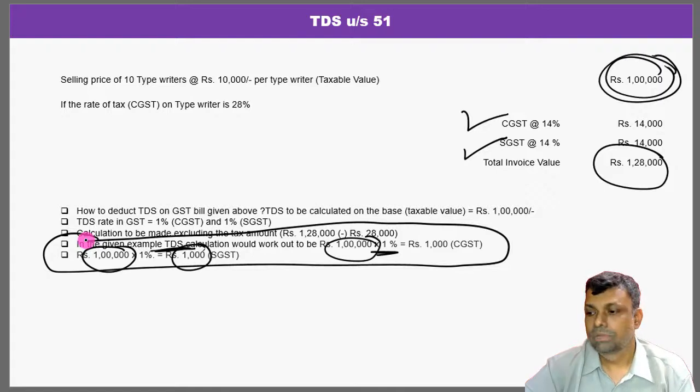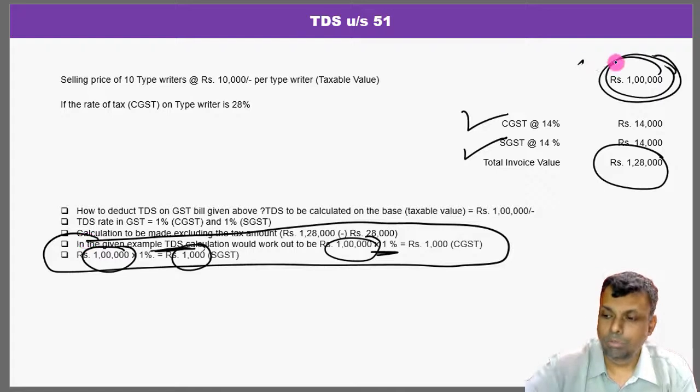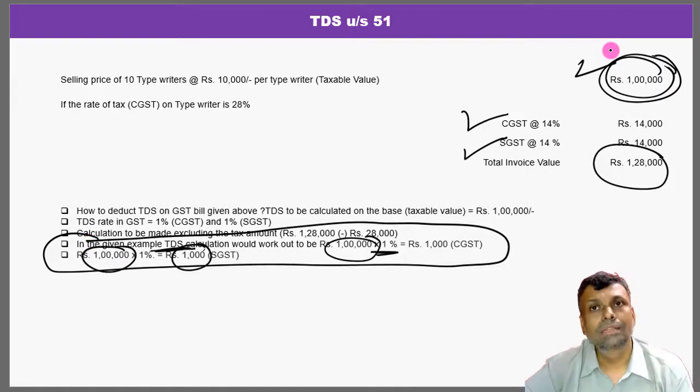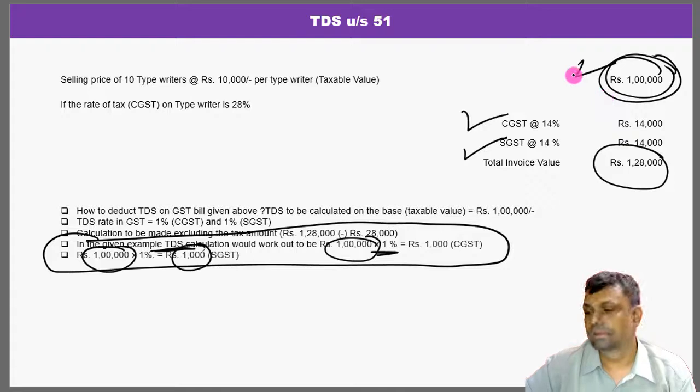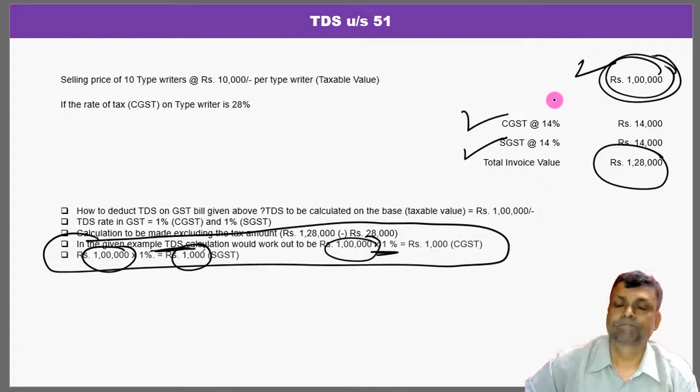In other words, if this particular transaction has to be effected, the TDS will be 1% plus 1% on 1 lakh rupees, and accordingly the tax deduction has to be effected in this particular situation. So if I have to pay this particular bill, I'll be deducting rupees 2000 on account of TDS.